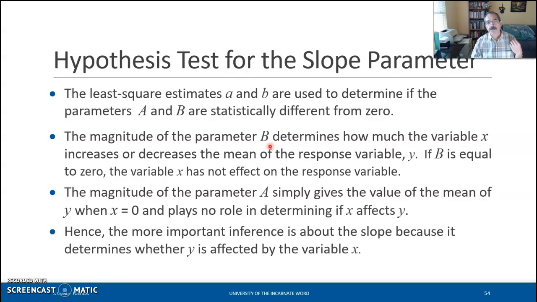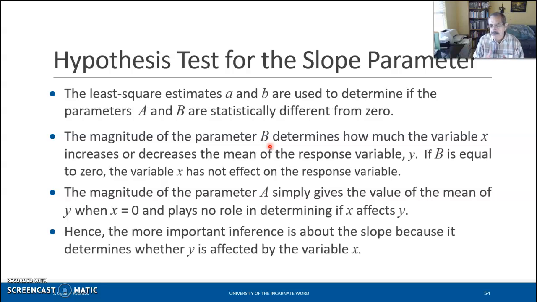So if this parameter B is actually equal to 0, or in other words, if the actual slope is equal to 0, then we know that the variable x has no effect on the response variable. Now, if we look at the magnitude of the parameter A, that simply tells us where the line intersects the vertical axis, and that is when x is equal to 0. So when x is equal to 0, A tells us the average of the response variable y. But it doesn't tell us anything about whether x affects y.